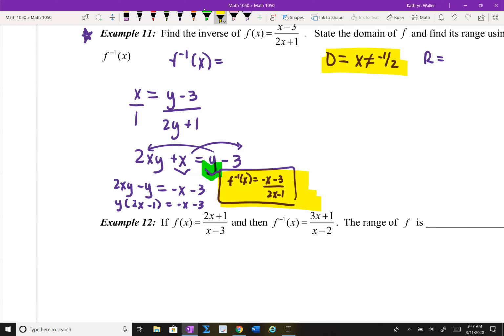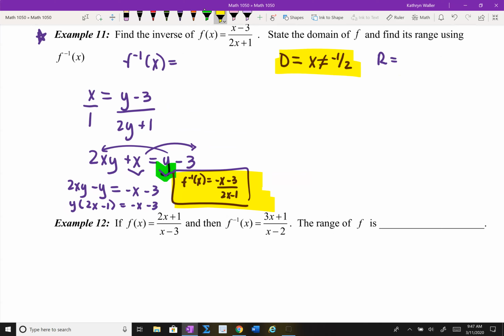Now I need one more answer. I need to know the range of the original, and I don't want to graph it. Somebody tell me how to find the range of the original. It's the domain of the inverse. So if you look at that inverse, the domain of the inverse is x cannot be 1/2. Therefore, the range of the original is y cannot be equal to 1/2. That's your answer. Done. Who says I followed you? Give me feedback how we're doing.